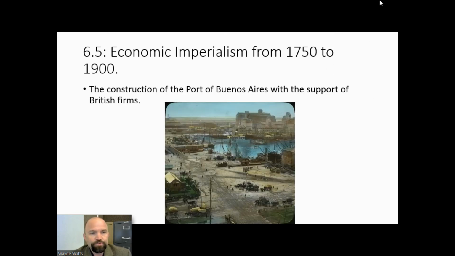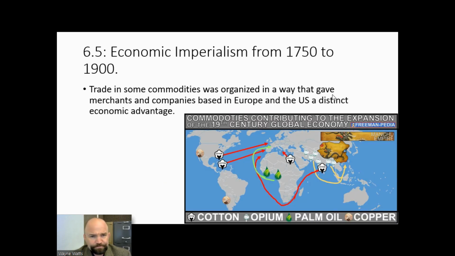The construction of the port of Buenos Aires with the support of British firms in Latin America, part of what will eventually lead to the Teddy Roosevelt corollary of the Monroe Doctrine. Trade in some commodities was organized in such a way that gave merchants and companies based in Europe and the United States a distinct economic advantage.